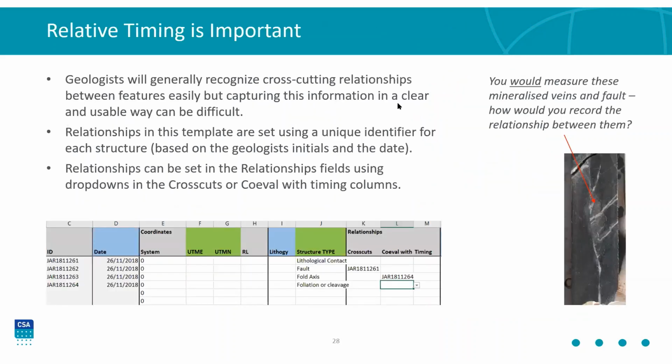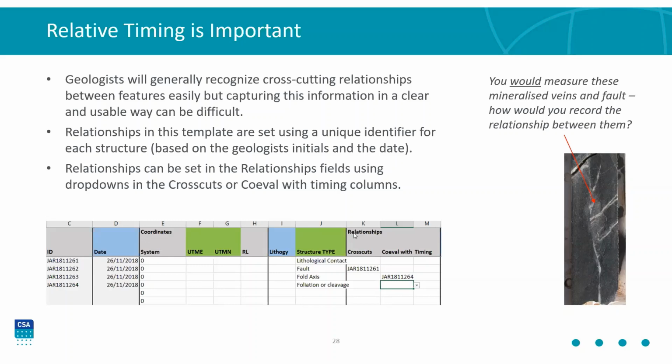And then the next point is on relative timing. Geologists are pretty good at recognizing cross-cutting relationships and timing relationships, but in drill logs, these can be really difficult to capture. And there's a way to do this, and the way is for each structure that you measure to give it a unique identifier based on the geologist's initials and on the date that was logged. So you can see these IDs down here in the bottom left.